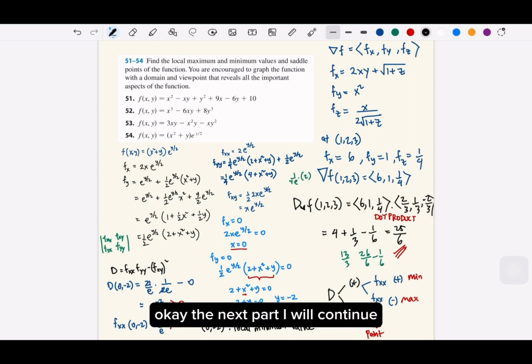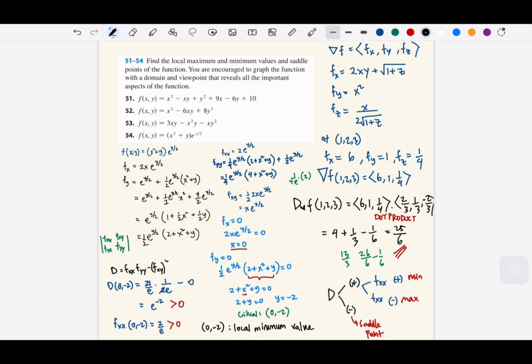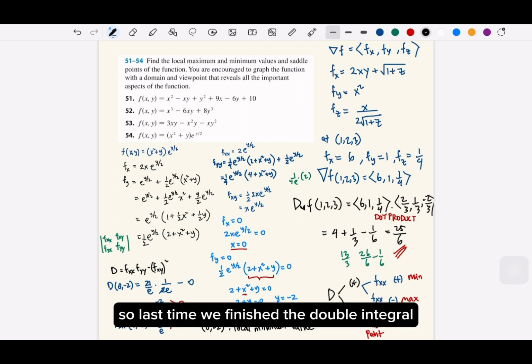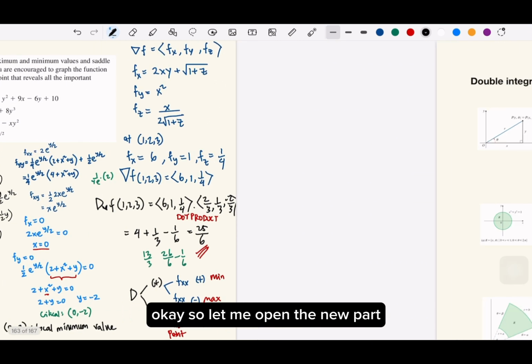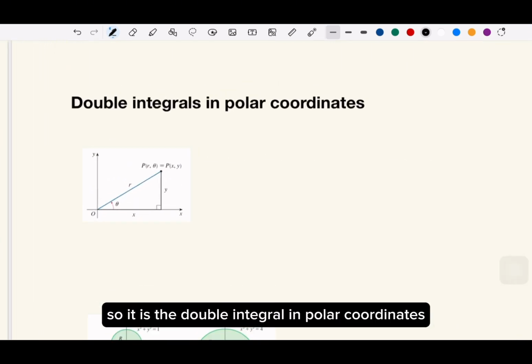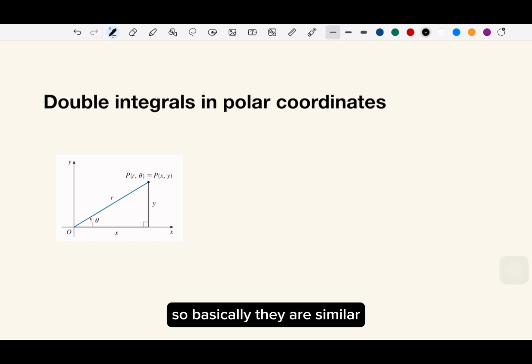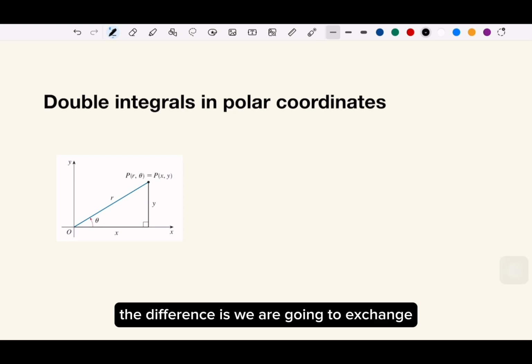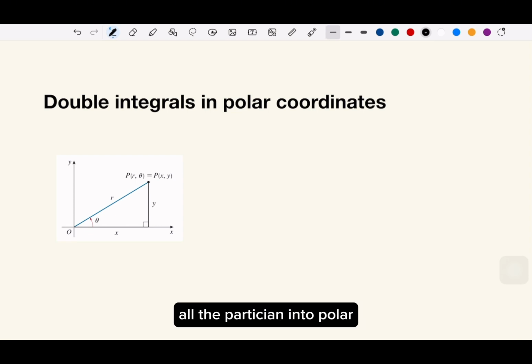Okay, the next part, I will continue. For the multiple integrals, because I don't think we have much time finishing all the contents, so I think we should move on. So last time we finished the double integral. And now the next section is about the polar. So it is the double integral in polar coordinates. So basically, they are similar. The difference is we are going to exchange all the Cartesian into polar.